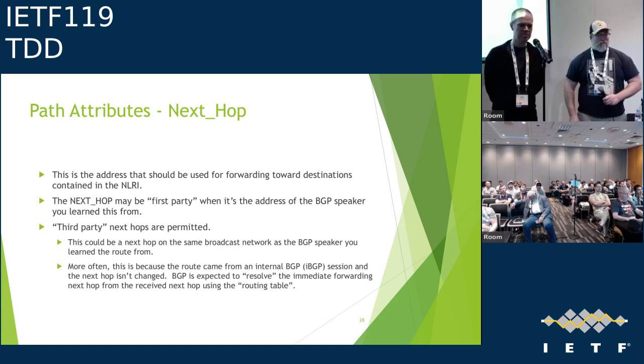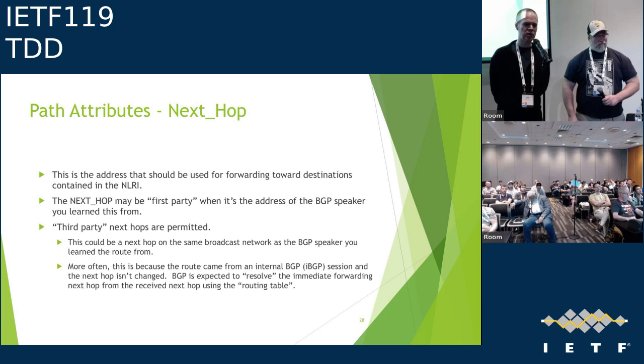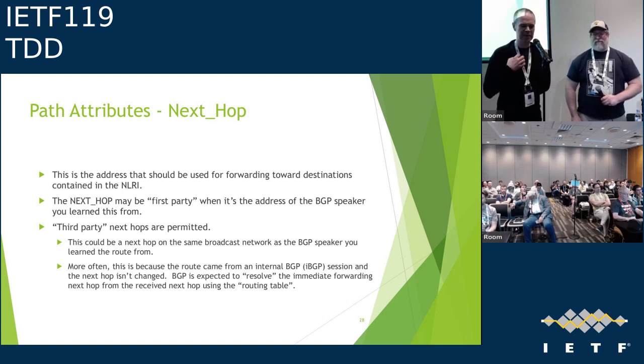So the next hop is what it sounds like. When you're forwarding toward this route, what's the next hop? The most common use case on eBGP would be a first-party next hop: send the packets to me. I can use a third-party next hop on eBGP: send the packets to Jeff. In IBGP, commonly next hops might be third-party, especially when route reflection is involved, but we'll get to that.